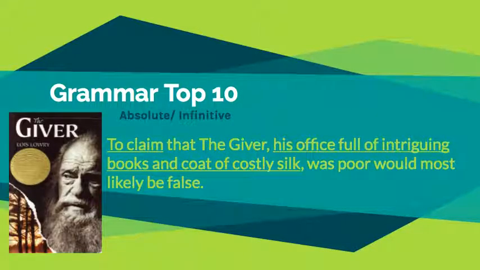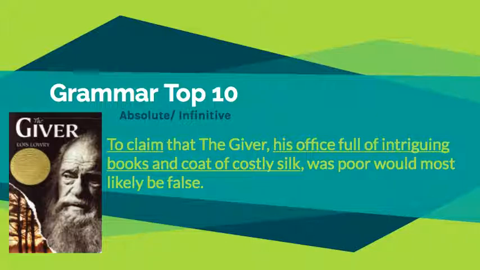This is an example of an absolute/infinitive sentence. To claim that the giver, his office full of intriguing books and a coat of costly silk, was poor would most likely be false. The sentence contains an absolute phrase, his office full of intriguing books and a coat of costly silk. This is an absolute phrase because his refers to the giver, and the office full of intriguing books and a coat of costly silk kind of proves why claiming that he would be poor would most likely be false.